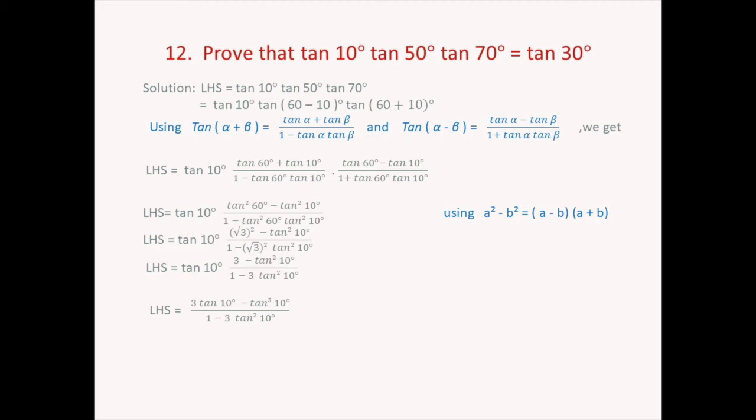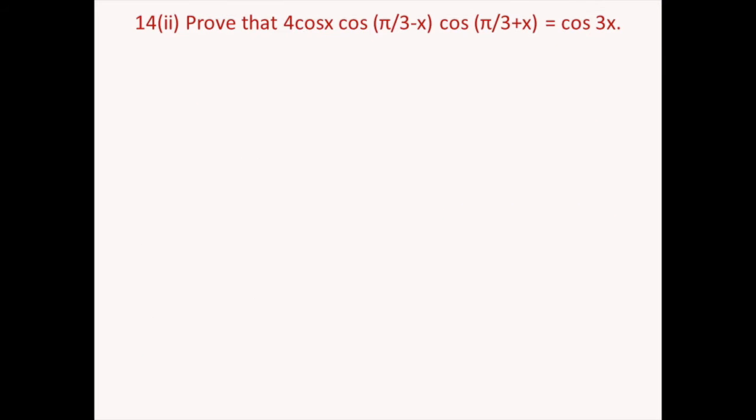Now I have multiplied tan 10 inside, which gives me 3 tan 10 minus tan cube 10 upon 1 minus 3 tan square 10. Now I can observe that this is of the form tan 3x, which means 3 tan x minus tan cube x upon 1 minus 3 tan square x. So therefore this gives me tan of 3 times 10, which is tan 30. And this was my right hand side. So left hand side is equal to right hand side.